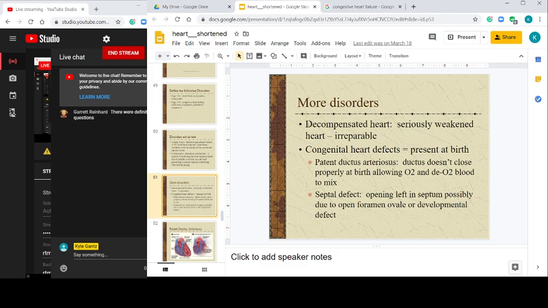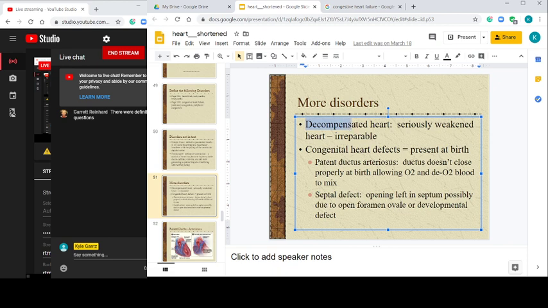So, more disorders. A decompensated heart is a seriously weakened heart, and it's irreparable. They just call that a decompensated heart. It's a very weak heart, and it's not something that's going to be repairable. Now, when we talk about congenital heart defects, these are things that are present at birth. Anything congenital is present at birth.